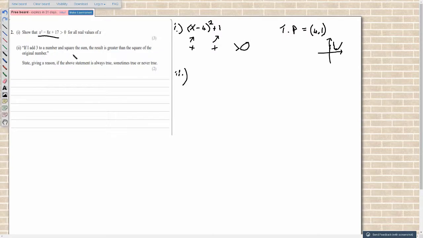If you ever get a question like this where it asks, is it always true, sometimes true, or never true, I think a good way to go about it is play around with a couple of examples, right? So it's saying if I add 3 to a number and square the sum, the result is greater than the square of the original number.